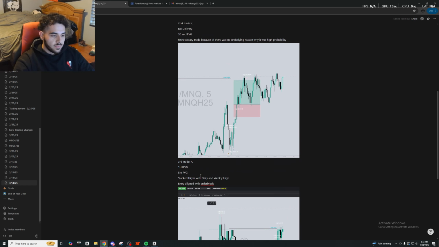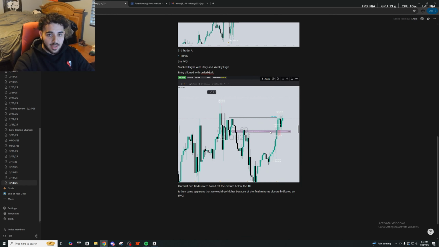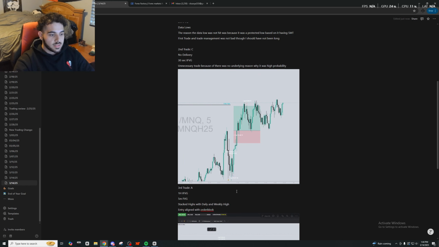Okay, third trade, finally we had the 1 hour IFEG, we had a 5-minute fair value gap, and then we had a stacked high, and then with the weekly high. The entry was also aligned with an order block, and as I said, possibly the breaker. I just mentioned the order block. So overall, I always show at the end the higher time frame just to give a perspective on where the day was going, what the bias looked like. So right here, I mentioned that it became apparent we would go higher because of the inverted 1 hour fair value gap. So simple as that.